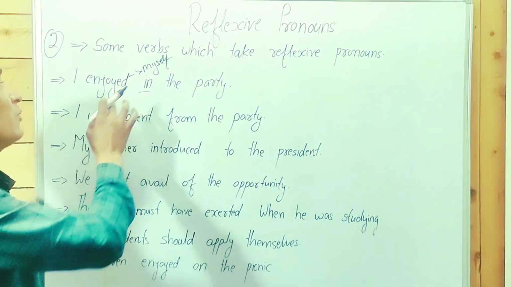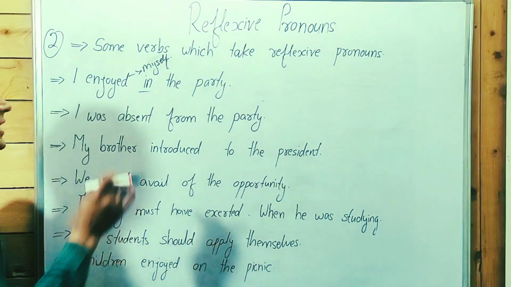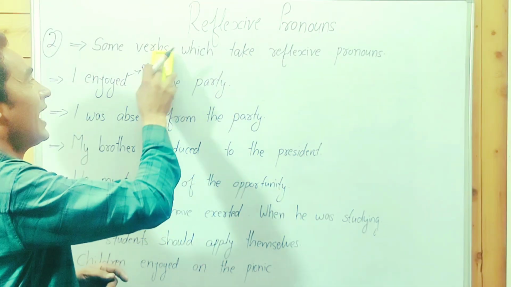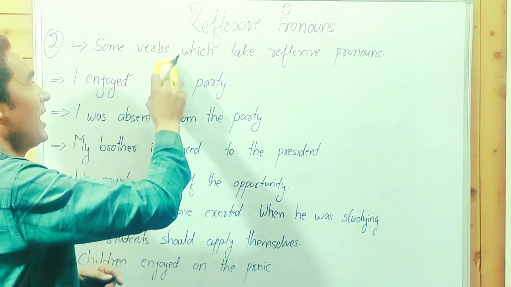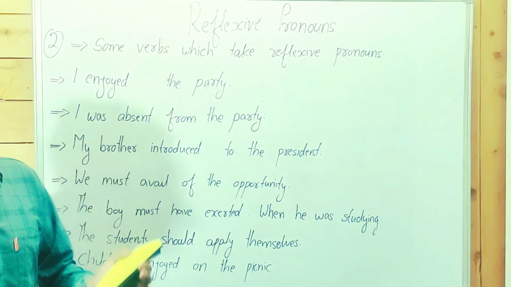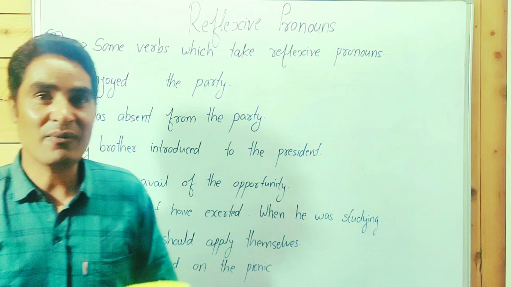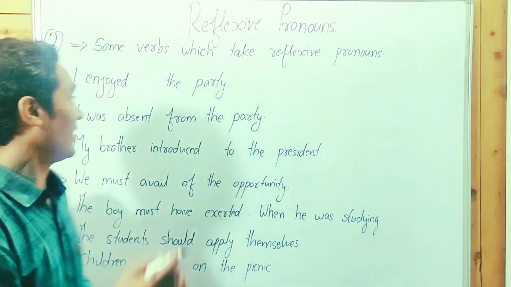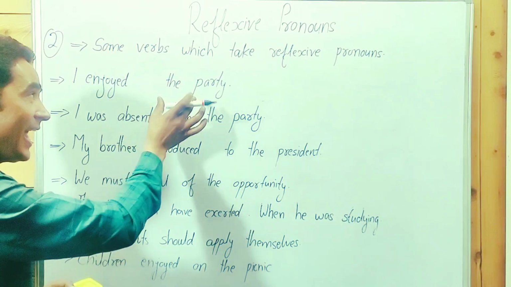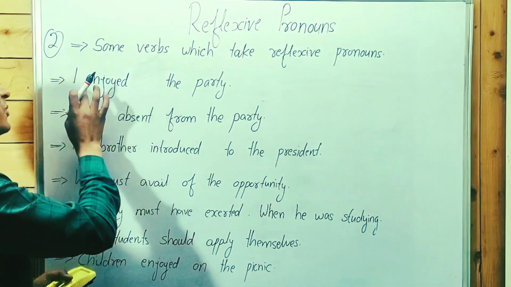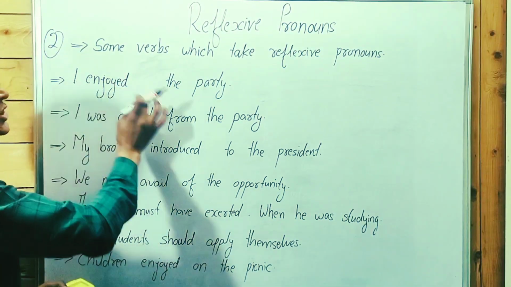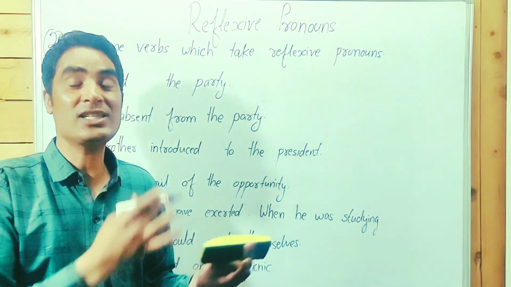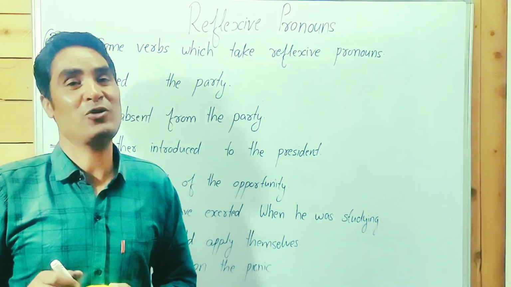And when we talk about the third way, "I enjoyed the party." Guys, point to be noted, we have to remove the preposition. Now this sentence is 100% correct. "I enjoyed the party." Here now the party is an object. We have given an object to the verb. But in "in the party," in this case, we use an object to the preposition.